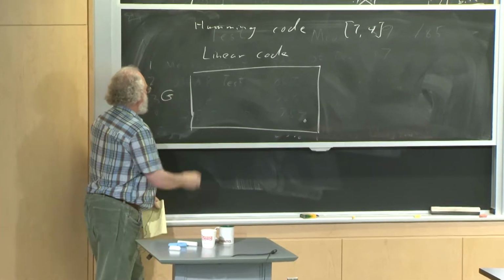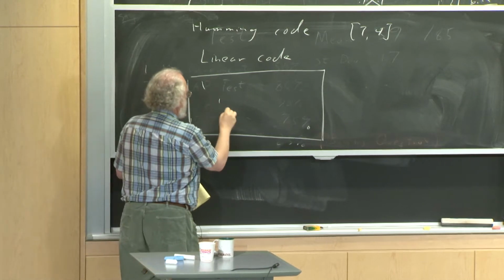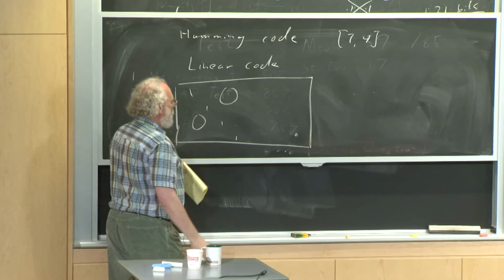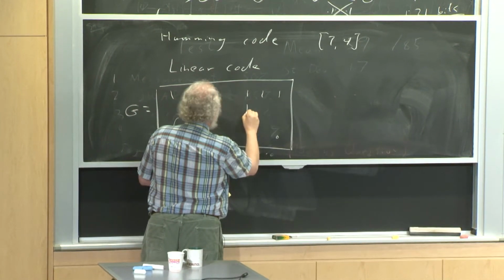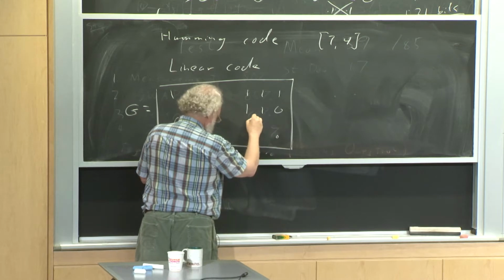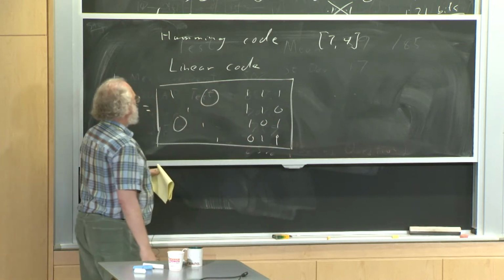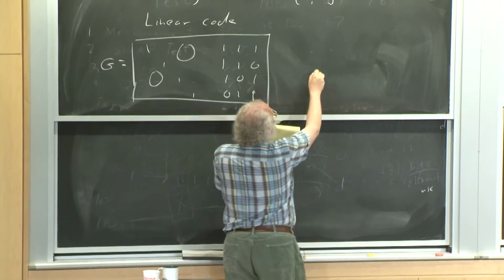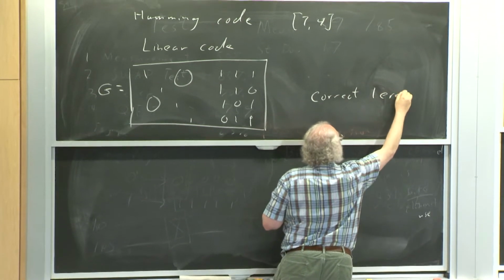So this is a generator matrix for the Hamming code, and it's going to look like 1, and these are all zeros. And then we have, let's say, 1, 1, 1, 1, 1, 0, 1, 0, 1, 0, 1, 1. And this is going to correct one error.